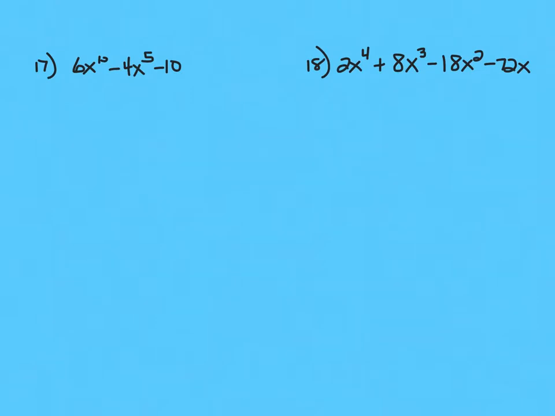Number 17, can I pull out a greatest common factor? Yeah, you sure can. You could pull a 2 out of each of these terms. So if you do, that would leave you with 3x to the 10th minus 2x to the 5th minus 5. Okay, so now we have a trinomial. So we want to see if we could factor this further. Since the leading coefficient is something other than a 1, we're going to have to do the rainbow.